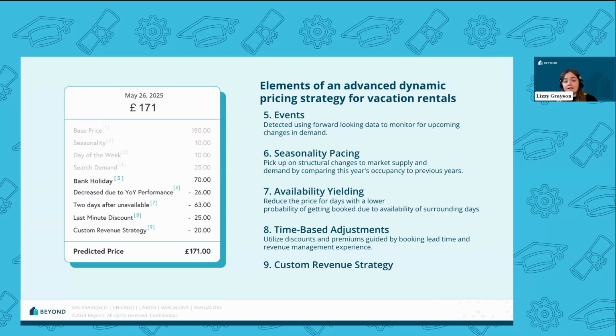It could be a holiday, it could be a music event, as we've just spoken. It can be a variety of things. And what we want to do is make sure that we're aware of the impact those are having on the demand, so that we can relatively manage the rates associated. Number 6 is seasonality pacing.